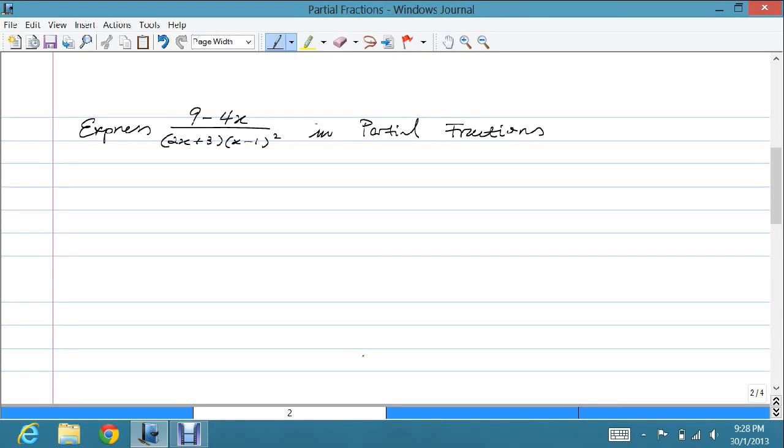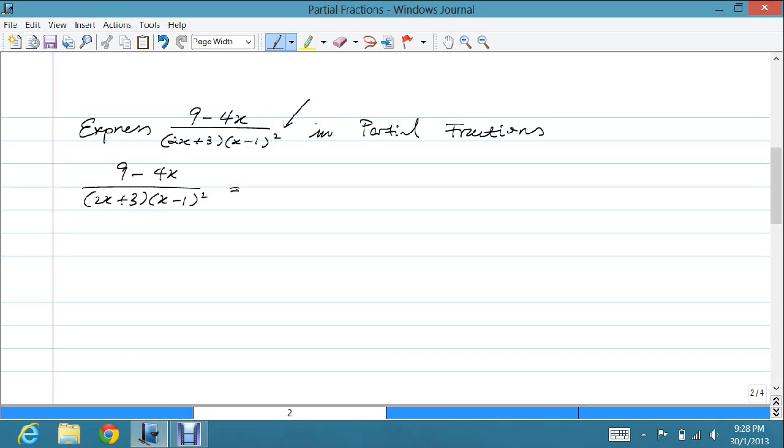We continue with our second scenario. Alright, this time around we notice that in this fraction I have a square in the denominator. In other words, there's a repeated linear factor in the denominator of this fraction. Okay, so there is a slight difference in this partial fraction form.